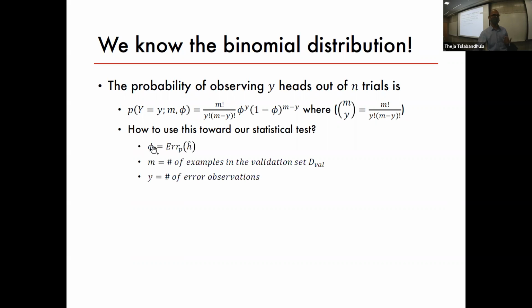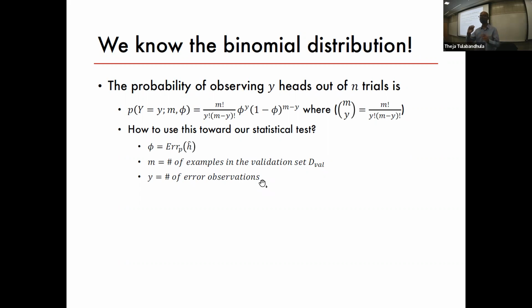What we're going to say is that phi, which is the unknown bias of each trial, is going to be this underlying unknown error rate, the error over the true distribution. Then m is just going to be the number of examples in my validation set, and y is going to be the number of errors that we observe in the validation.